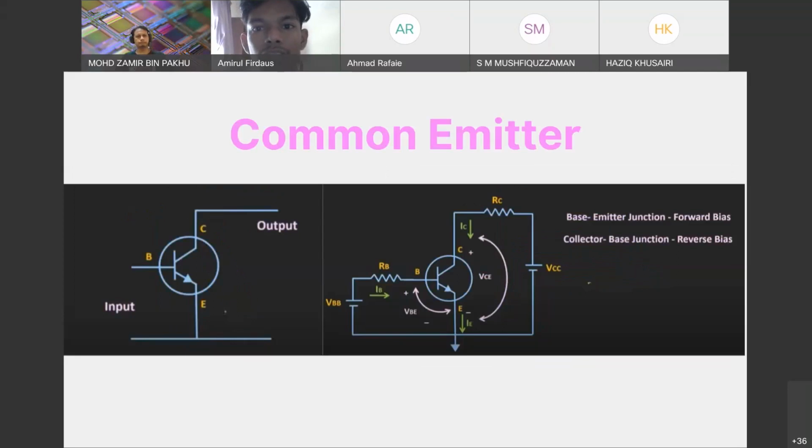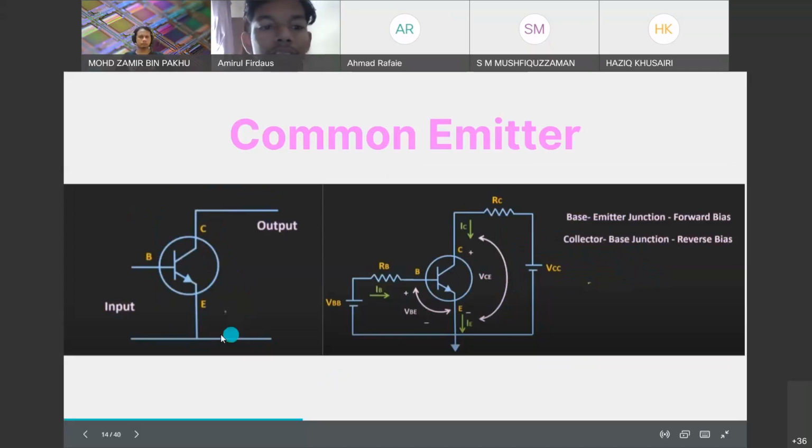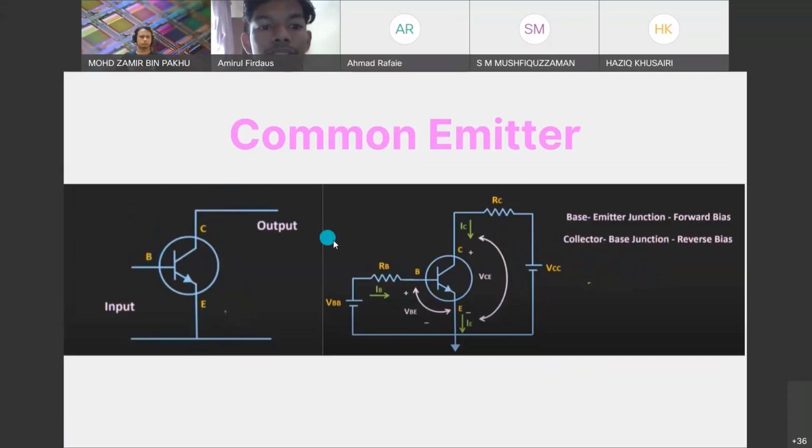The next one is common emitter. We can see that the emitter is the common terminal for the input, which is the base, and the output, which is the collector. The base-emitter junction is forward biased and the collector-base junction is reverse biased.